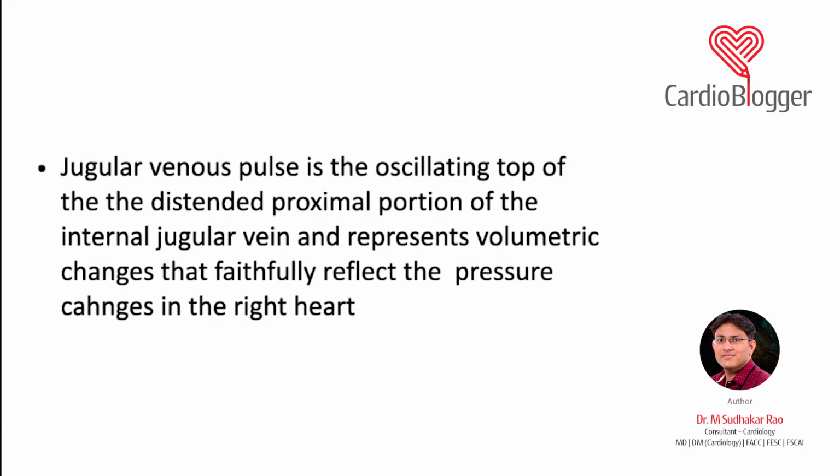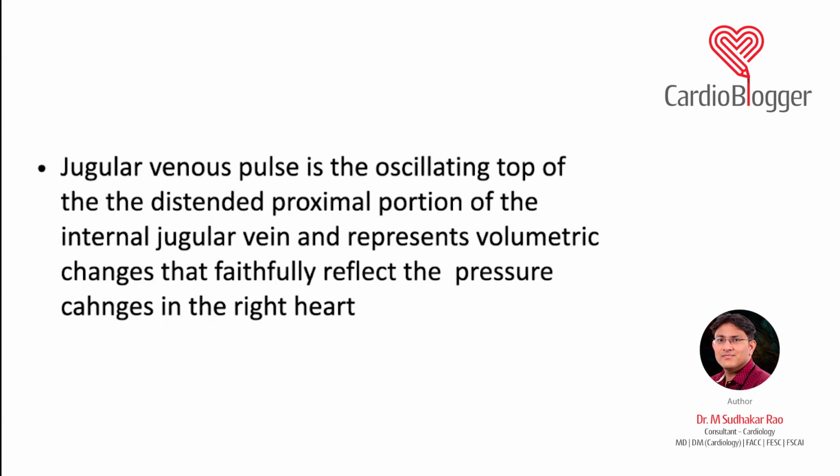Typically it is defined as the oscillating top of the distended proximal portion of the internal jugular vein, and it represents the volumetric changes that faithfully reflect the changes in the right heart. So we all know that the JVP reflects the changes in the right heart, the right ventricle during the systole, or the right atrium during the diastole, and it is directly connected to the internal jugular vein and the external jugular vein. We'll come to why the internal jugular vein is used and not the external jugular vein, and why we see it on the right side and not on the left side. So this is the definition.